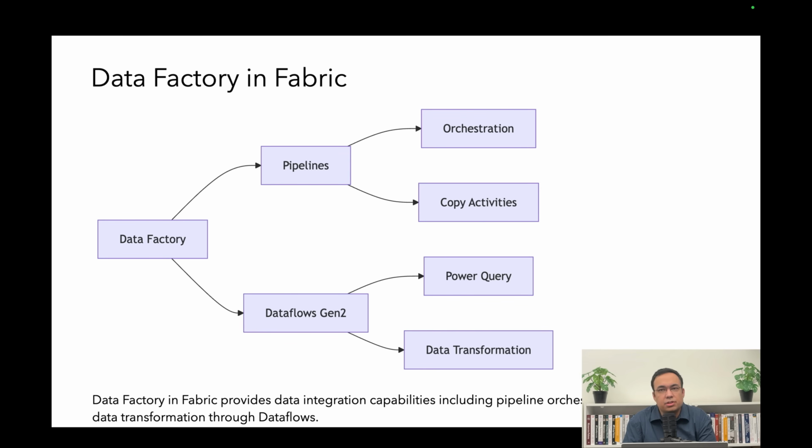Dataflows Gen2 provides low-code data transformation through Power Query. Power Query is a transformation engine that's used in Excel and Power BI, so many analysts are already familiar with it. In Fabric, Dataflows lets you use the same familiar interface for building ETL transformations.